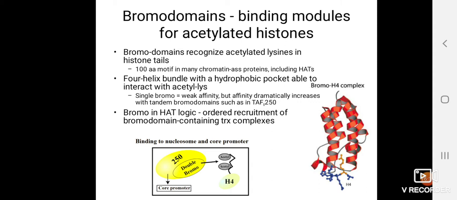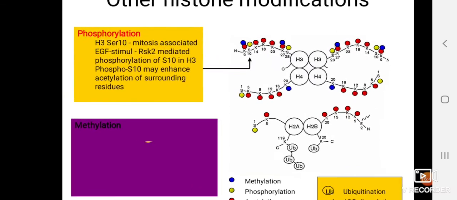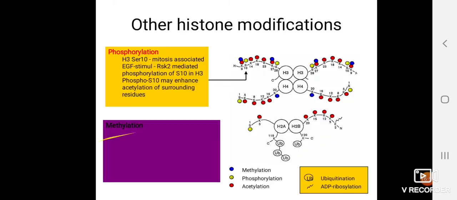Going to the core histones, on one side the promoter is interacted with, and on the other side the histones are interacted with. Other histone modifications include phosphorylation, for example serine 10 undergoes phosphorylation in response to EGF stimuli. RSK2 mediated phosphorylation happens.